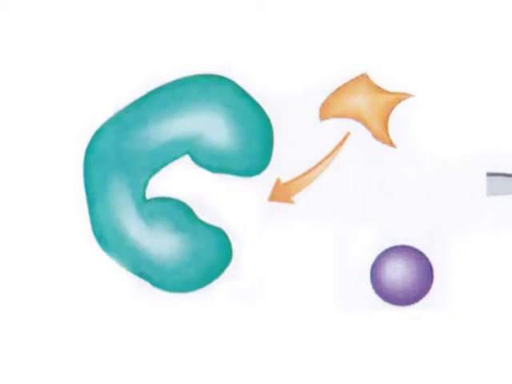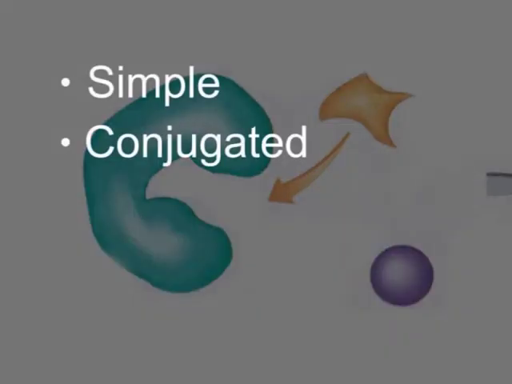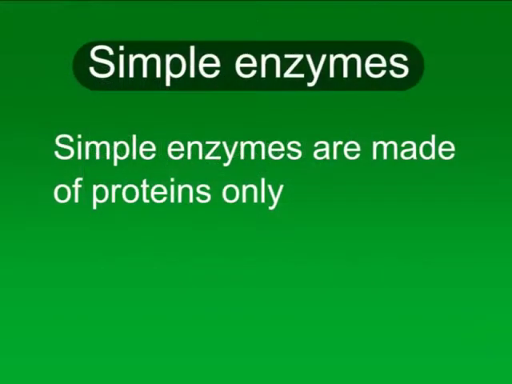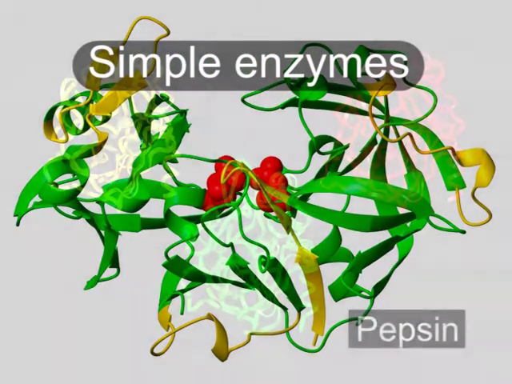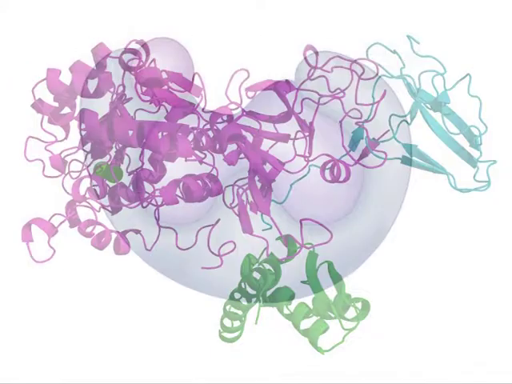Some enzymes may contain additionally a non-protein group. So enzymes can be simple or conjugated. Simple enzymes are made of proteins only. Example, pepsin, trypsin, urease, etc.